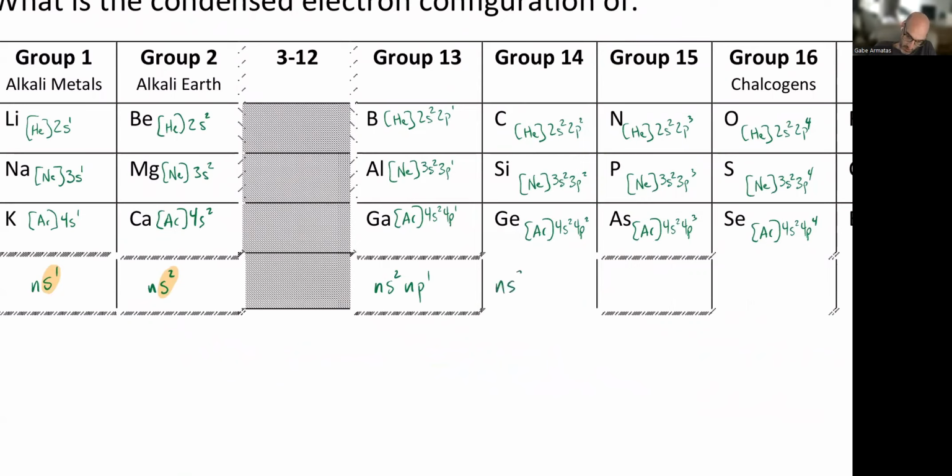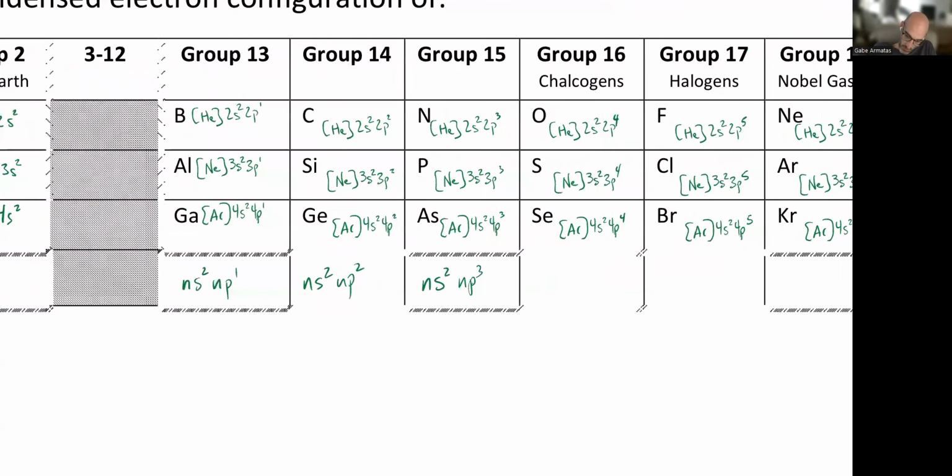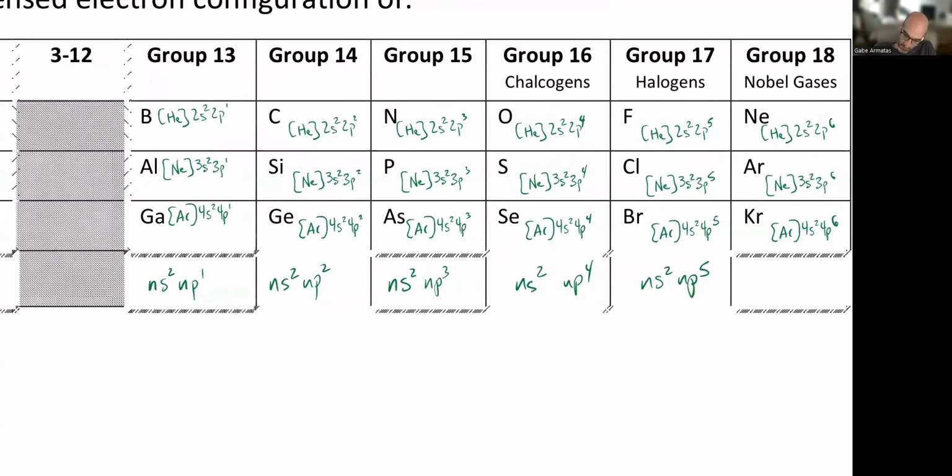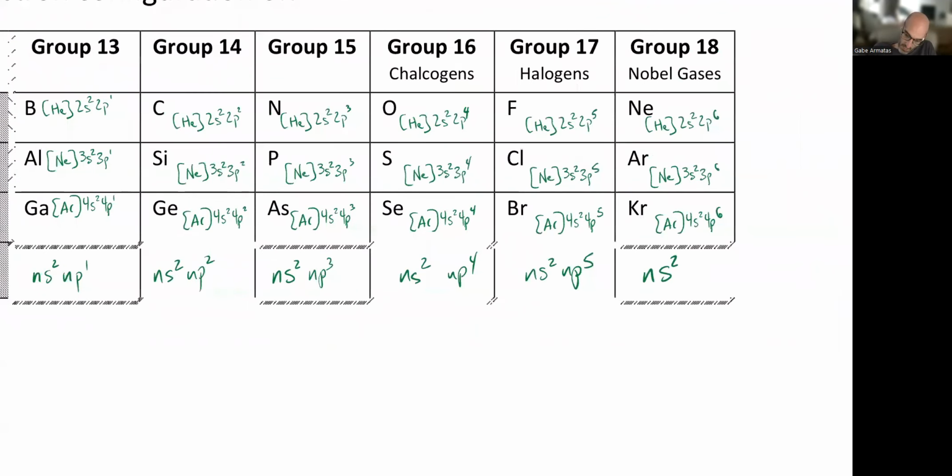Group 14, ns2, np2, or s2p2, okay? The next one, ns2, np3, ns2, np4. Again, every single one of these is the exact same. np5, and then finally the noble gases are always ns2, np6. The important part here is that we are talking about the electron configuration, or I should say s2p6, that has 8 electrons.